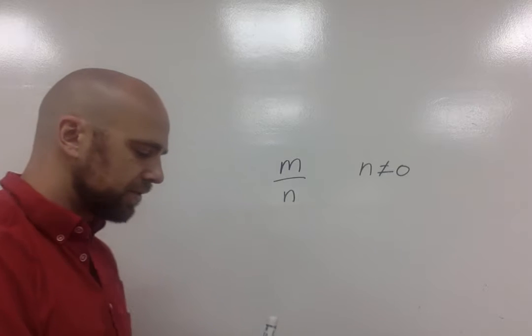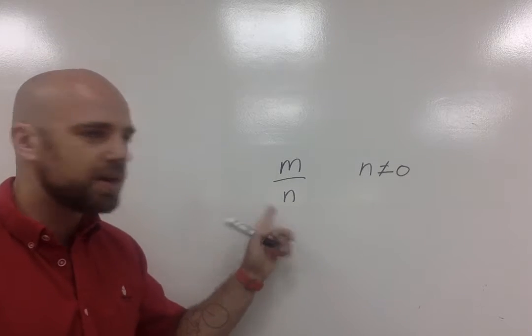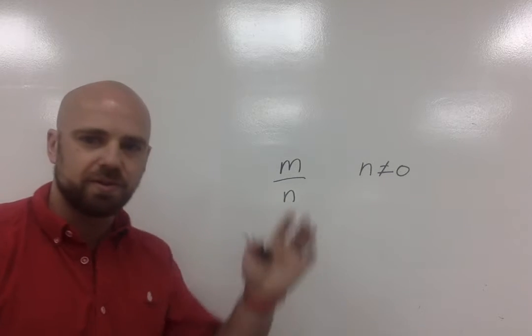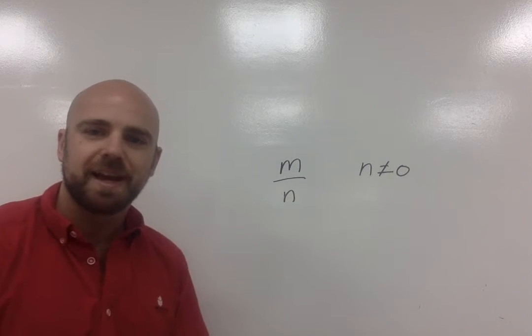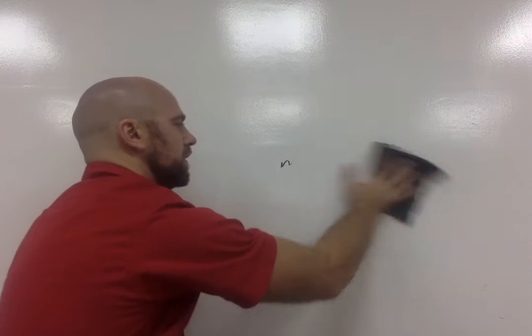We're going to go through a couple examples, but this is just something to keep in mind. Our denominator cannot equal 0, but our m and our n, so the numerator and the denominator, can be any integer. All right, so positive or negative.